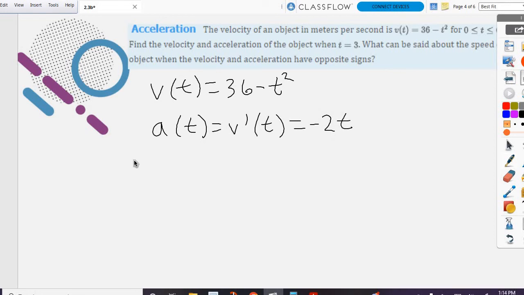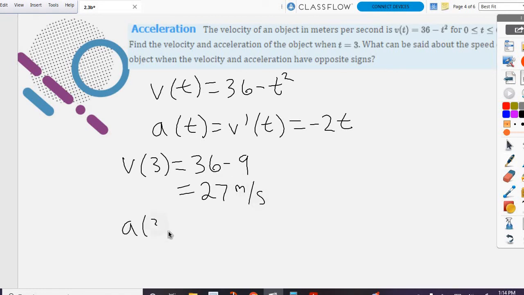And then they specifically ask us for the velocity at t equals 3. So I would get 36 minus 9, which gives us 27. And we're in meters per second. So then my a of 3 would be negative 6 meters per second squared.